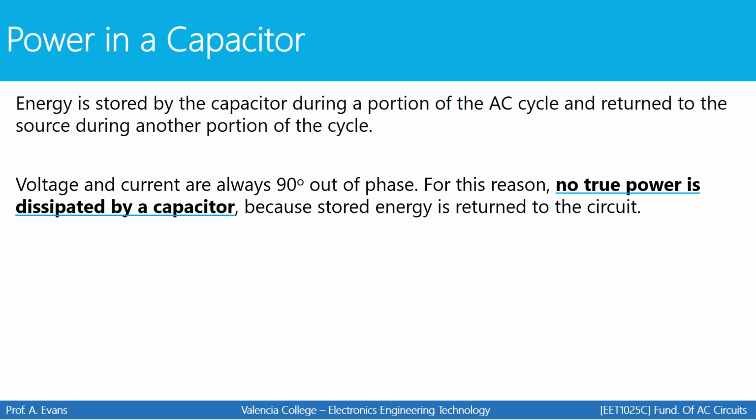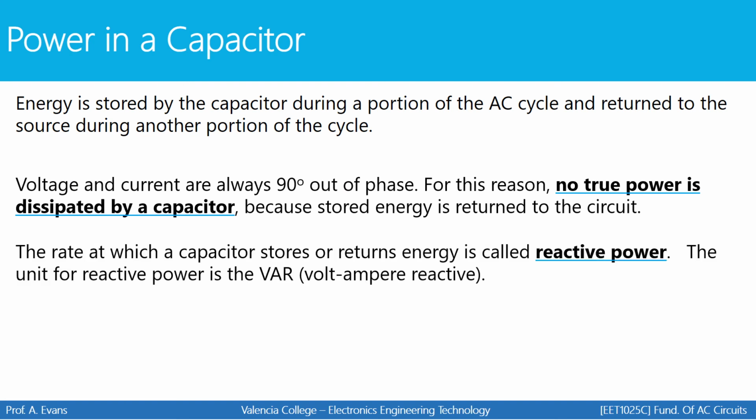And you'll also see as we start to study RC circuits next week that voltage and current are always going to be 90 degrees out of phase. So when we look at the power that is dissipated in a capacitor, there's no true power. Any energy that's stored by the capacitor is returned to the circuit for a sum total of 0. But one thing we do study with capacitors is the rate at which the capacitor stores or returns energy. So not the energy stored or returned itself, but the rate at which it's stored or returned. And we call this reactive power.